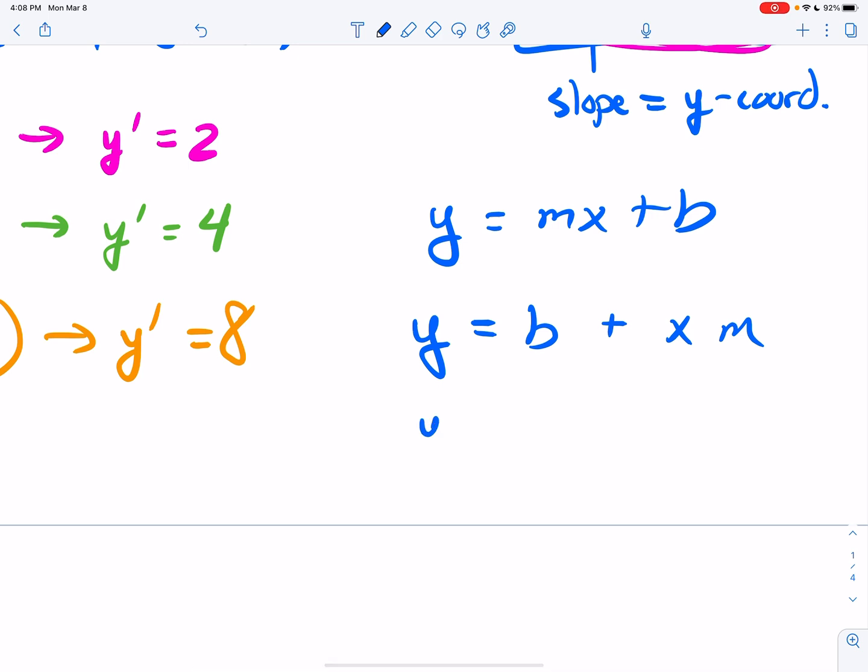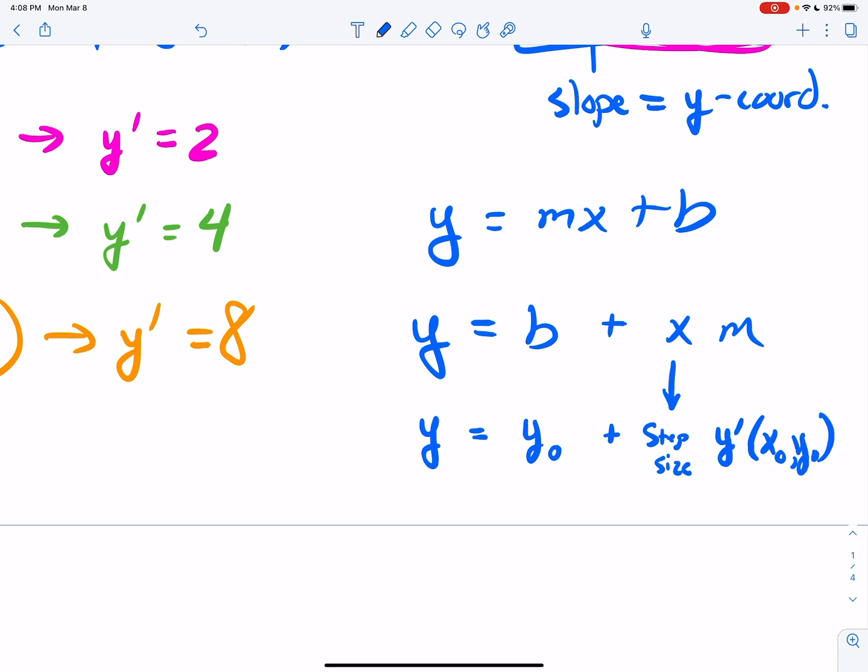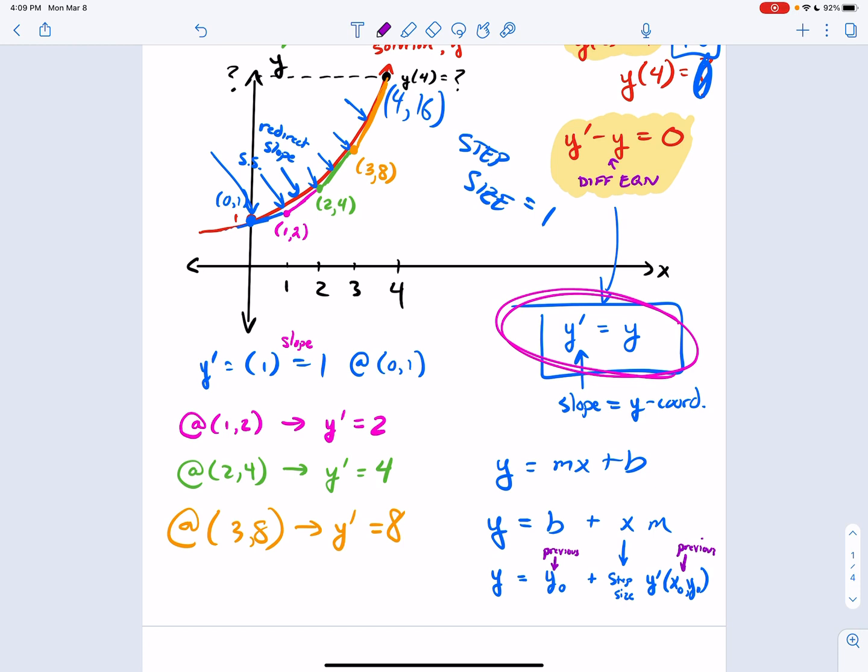Okay, here's what we're going to have. B is going to represent the previous y coordinate. I'll just call it y sub 0, or y naught. Okay, the x is going to represent your step size. And m is going to represent the derivative of the previous point. Okay, so I'll make a note here. This is just previous point. This is also the previous point. This is really what we did in each step. To find out the new y coordinate, we had to take the slope from the previous point and then go from there.